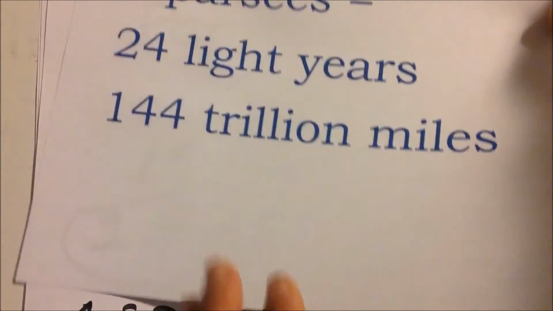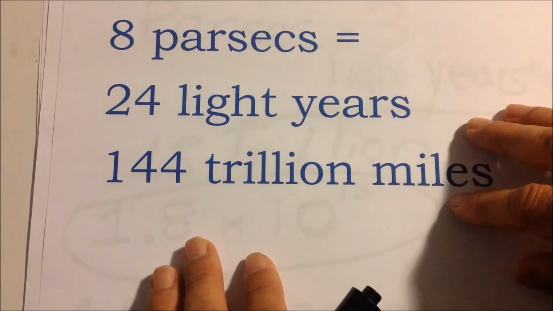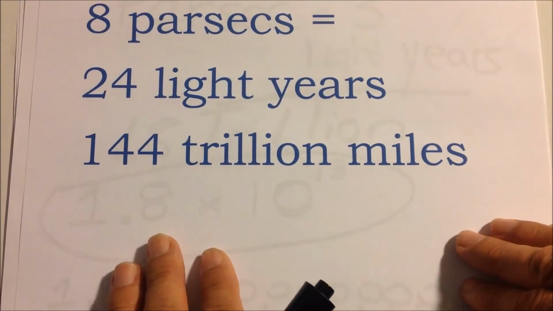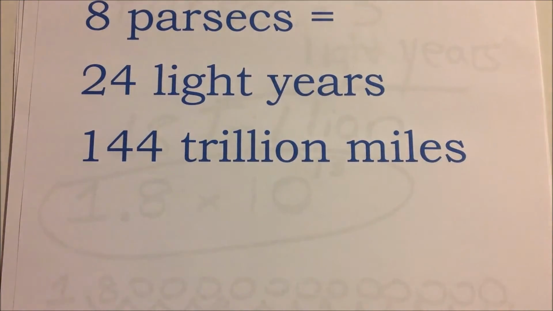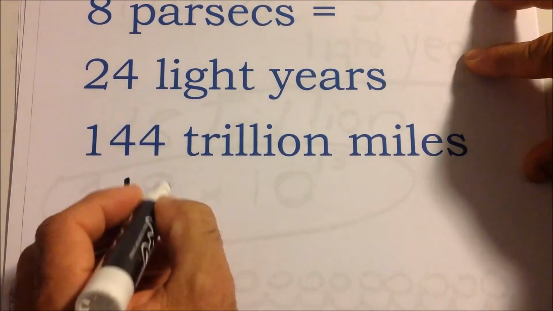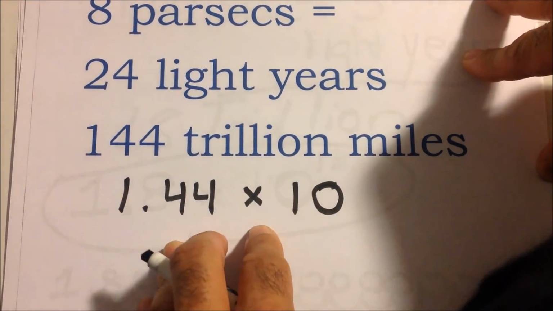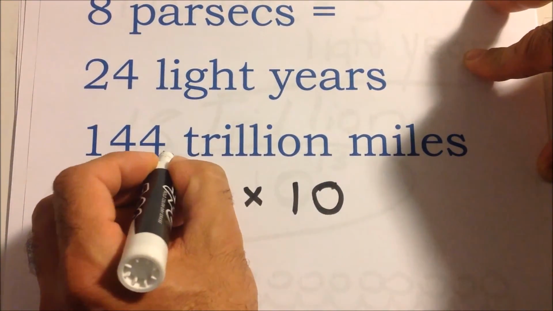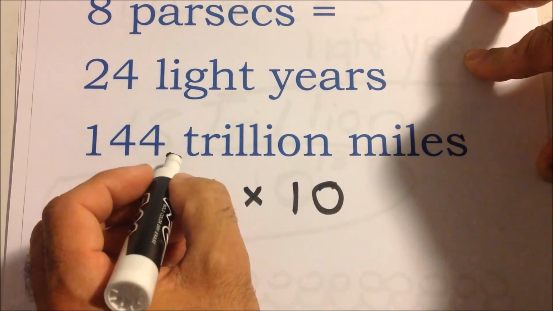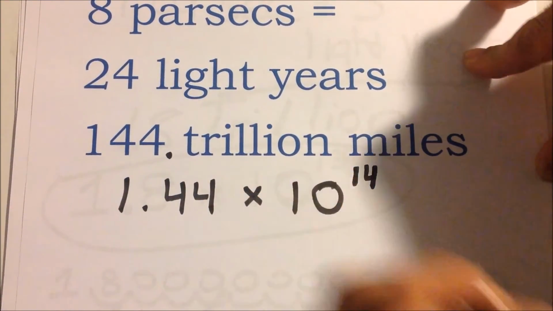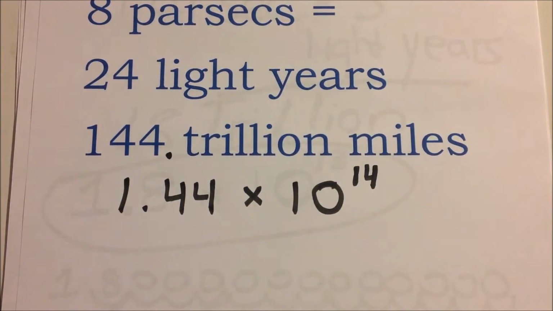Okay, so let's see if we can do this one now. 8 parsecs is 24 light years, and 24 light years is about 144 trillion miles. How would you write that in scientific notation? Okay, so again, we have 1.44 times 10 to, now, if it was 1.44 here, this is where the decimal is, and there's a trillion miles, means there's 12 zeros here, we have to go back one, so it'll be to the 14th power.